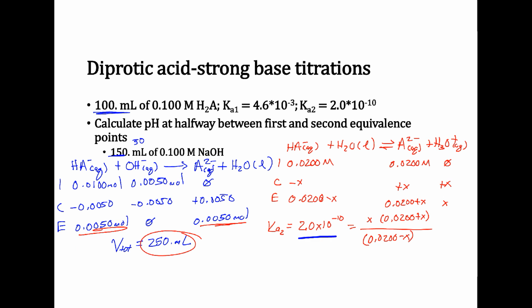So one of the things we can take note of really quick is notice that Ka2 is on the order of magnitude 10 to the negative 10th, and our concentrations here are on the order of magnitude of 10 to the negative second. So that means this X can fall out, and this will cancel. So X is actually equal to Ka2. And we can calculate our pH from this. So pH is equal to 9.70.